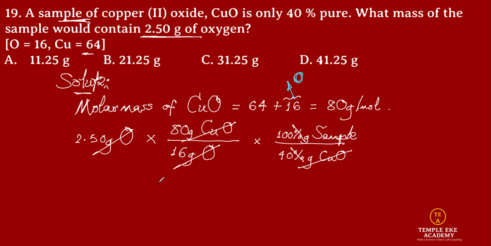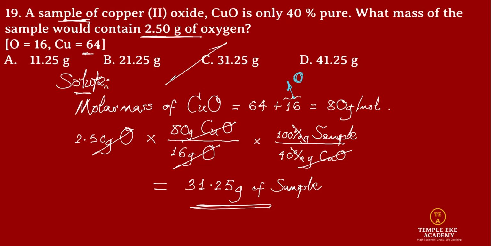And now, with the aid of an electronic calculator, we multiply out these values, 2.50, 80, and then divide appropriately. We're going to come up with our final answer, which is 31.25 grams of the sample. And this, of course, is our final answer. Very simple. And that is right there in the option C.